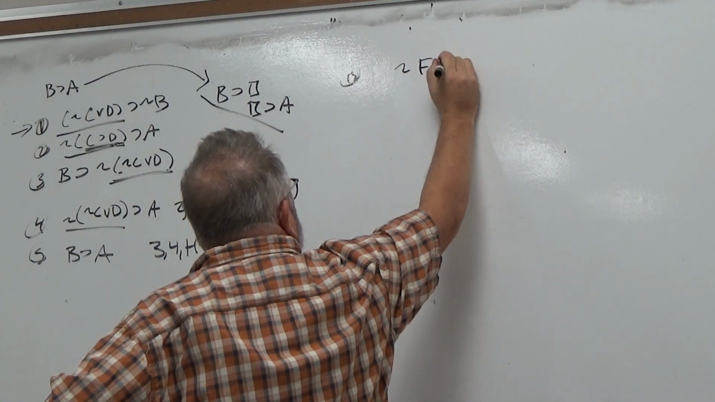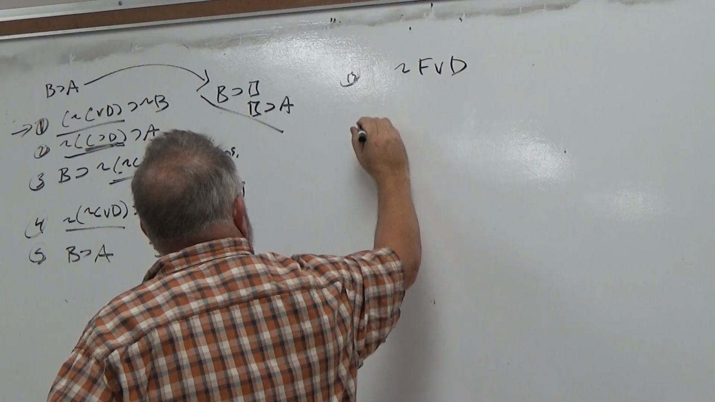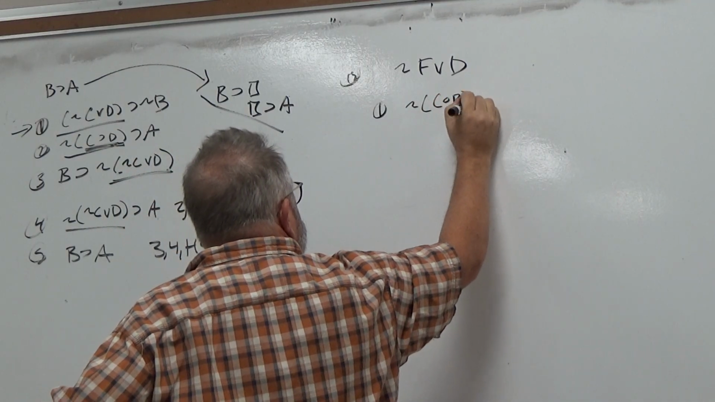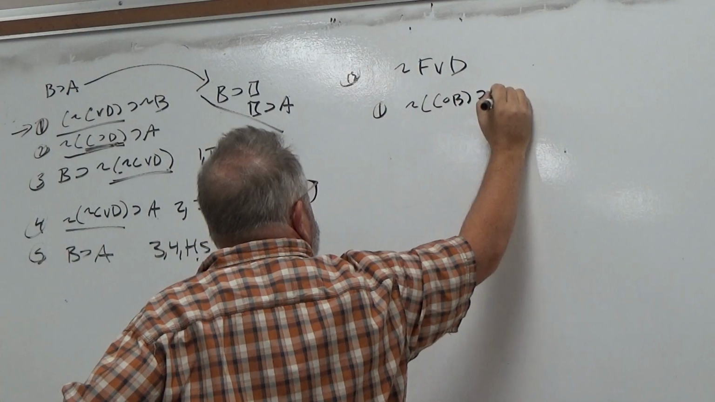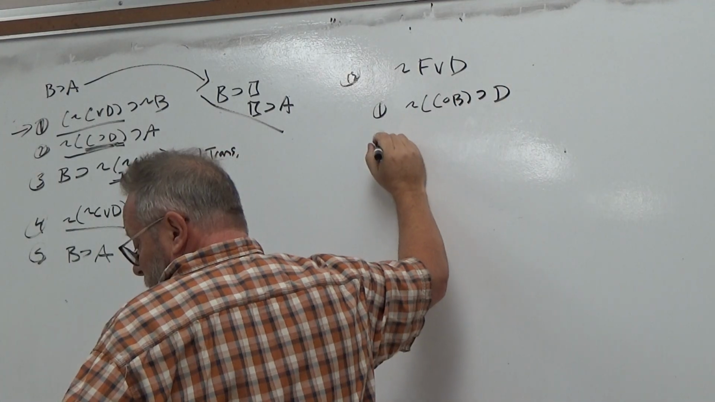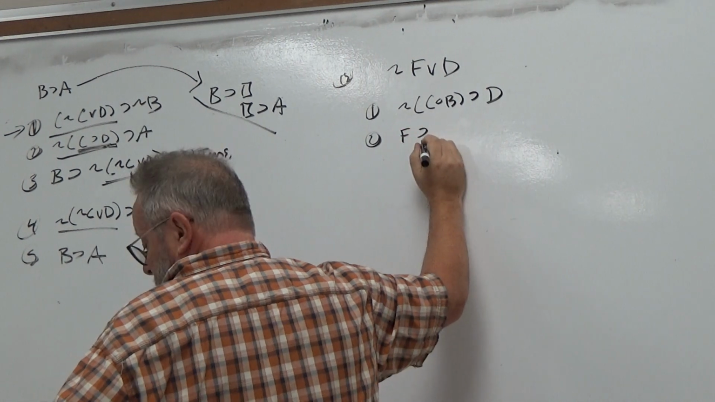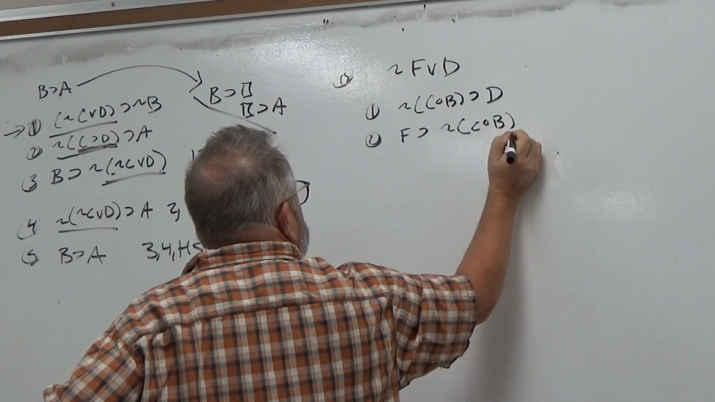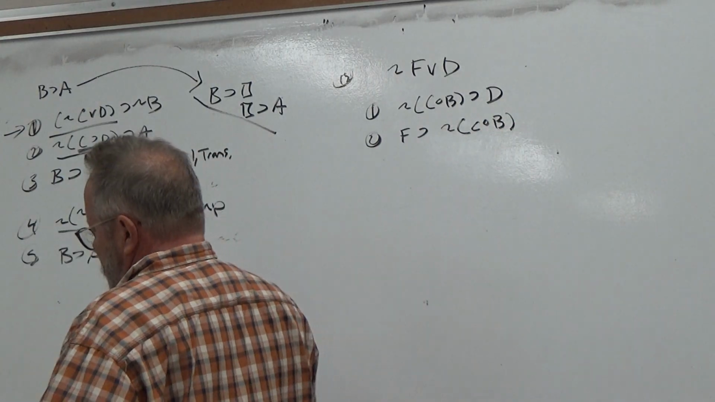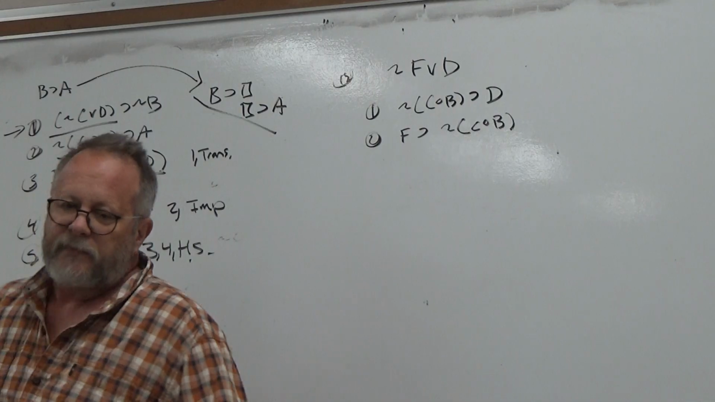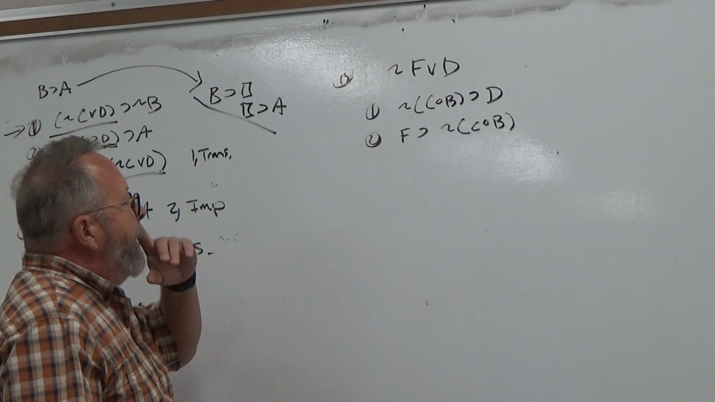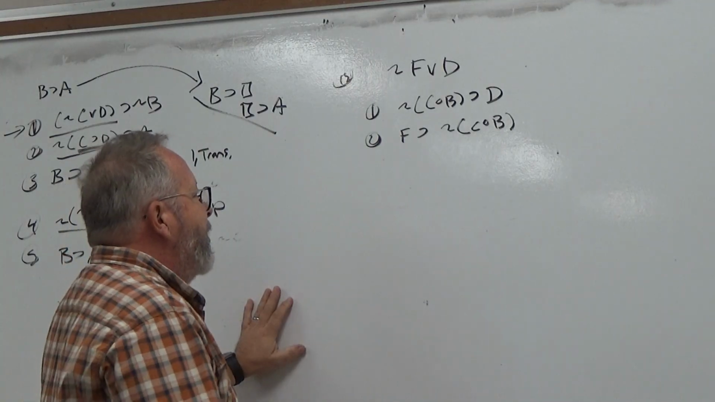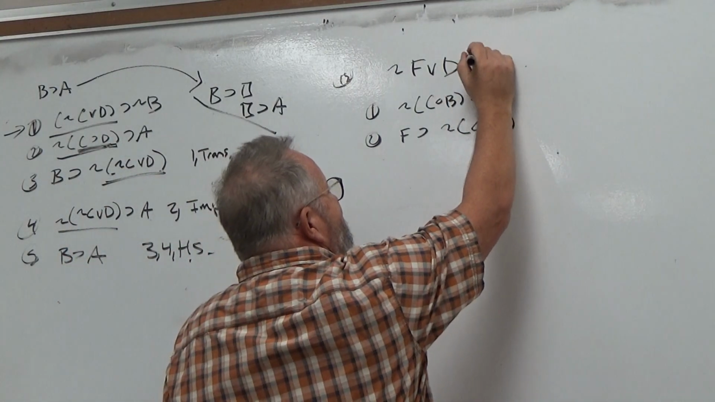Not F or D is what we have to prove. 1 is not C and B, then D. 2 is F, then not C and B. Well, we don't have that. We don't have its opposite in an antecedent and everything. But one thing I'm going to remember is this.